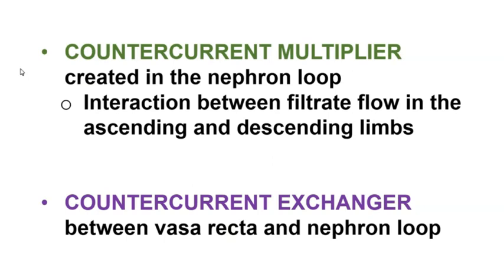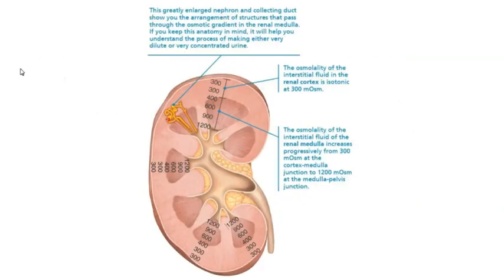So let's take a look at the countercurrent multiplier and exchangers. We'll start with the countercurrent multiplier first. In order to understand what's going on here, let's take a look at the fluid concentrations within the different regions of the kidney. What they're showing you in this diagram is the fluid osmolarity of the tissue within different regions of the kidney.